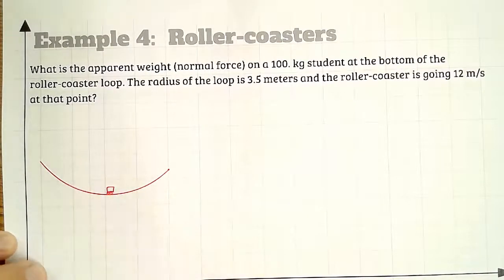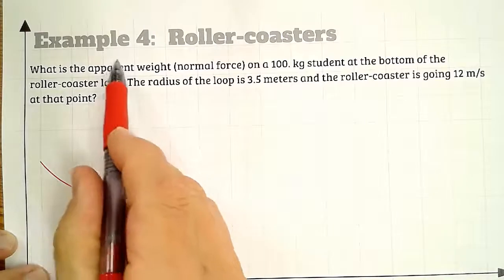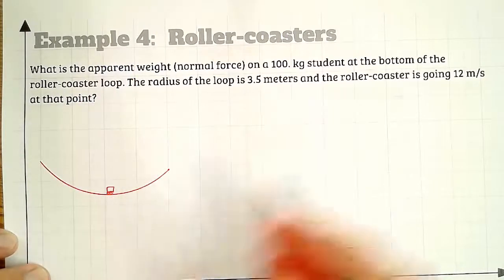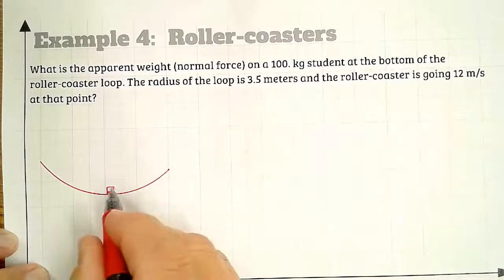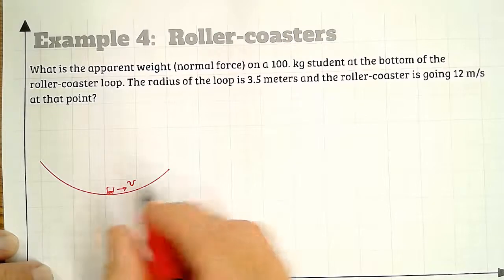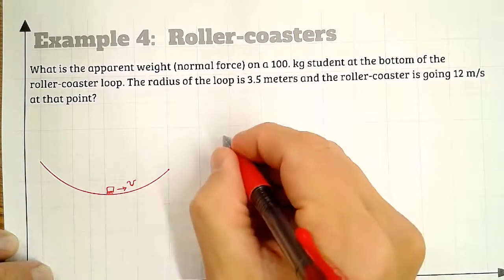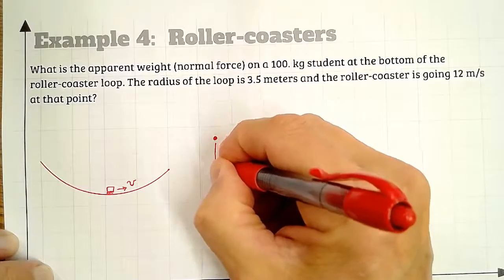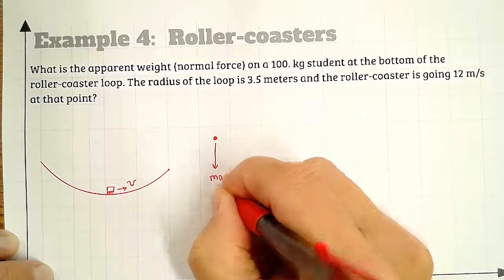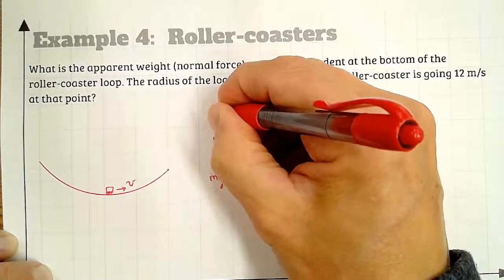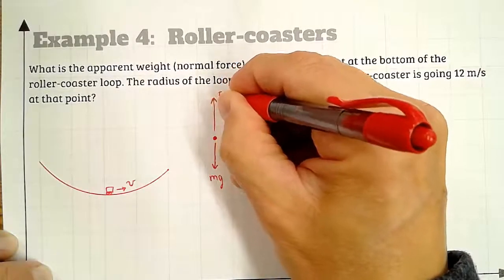So two things happen. First of all, you're going faster, right? So some of your potential energy from the top of the loop was converted to kinetic energy. So we're going faster. So our velocity is now 12 meters per second. We're moving in this direction. And if I look at the forces on the roller coaster right there, gravity pulls down still. That's mg. But now the track pushes up with a normal force, F sub n.